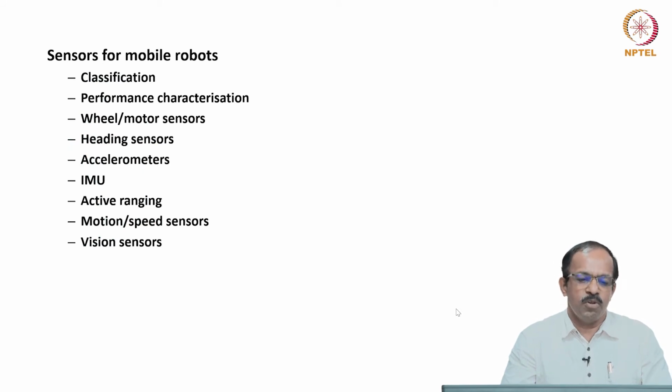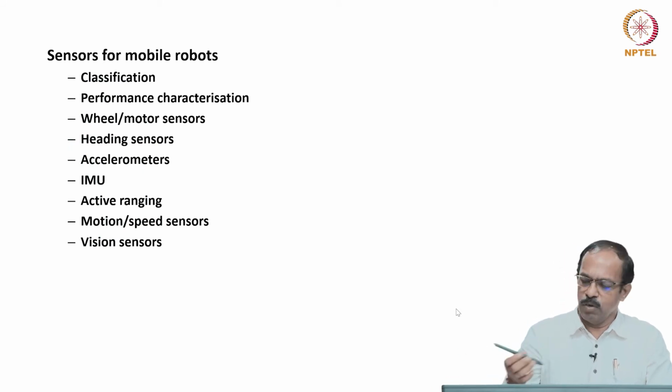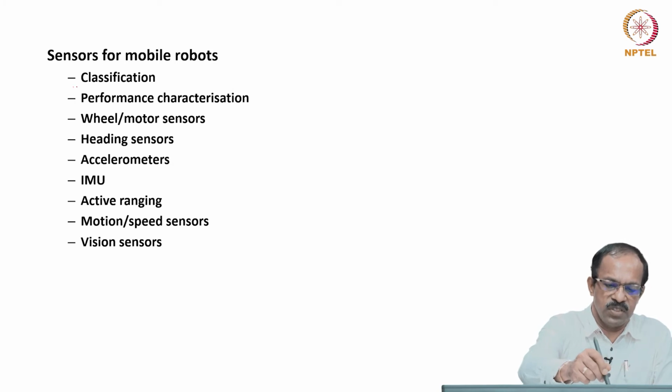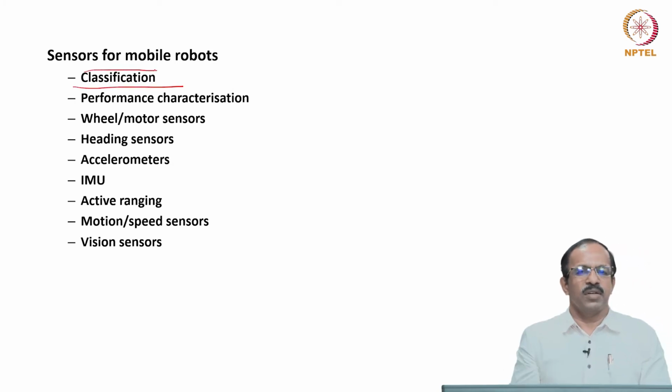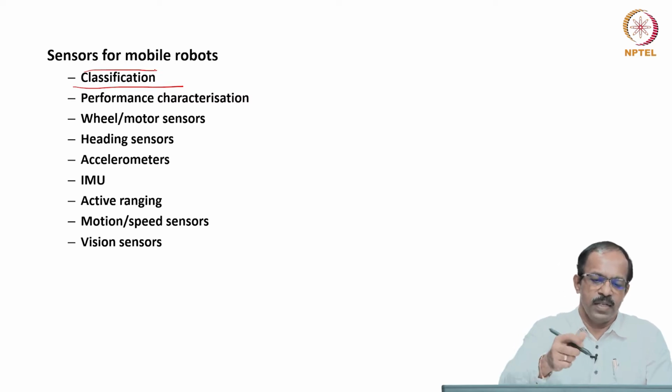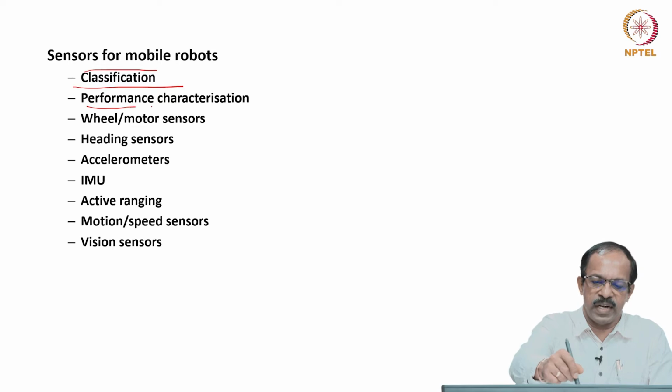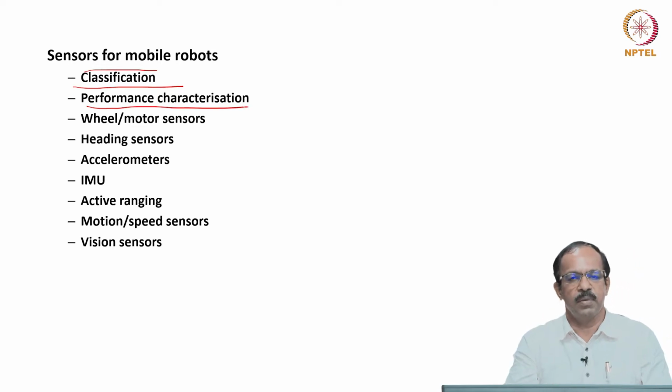Okay, so when we talk about sensors for mobile robots, we will be looking at the classification of sensors. So how can the sensors be classified? There are different types of sensors, so we can classify them under different categories. So we look into how we classify them, and then we look at the performance characterization of the sensors, because sensors need to have some performance characteristics. So we will see what are those important characteristics that we need to understand.